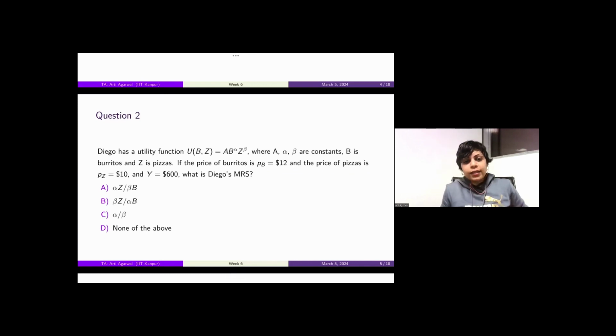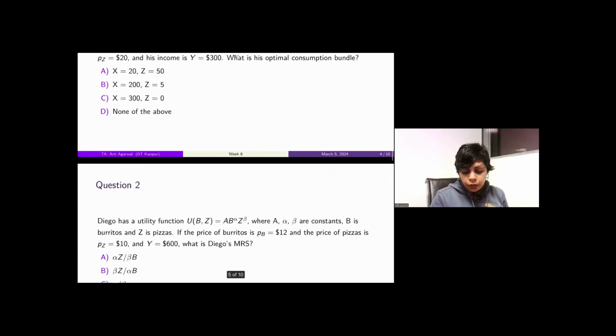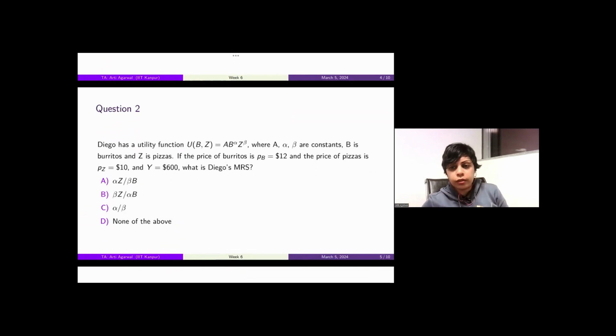So this is a very similar looking question. In the previous one, we had 10x squared z, where we had known coefficients and known exponents. In this question, we actually don't have known coefficients and exponents. It's a general form, A b to the power alpha and z to the power of beta, where all you're given is that a, alpha, beta are constants, meaning you know the values of a, alpha, and beta.